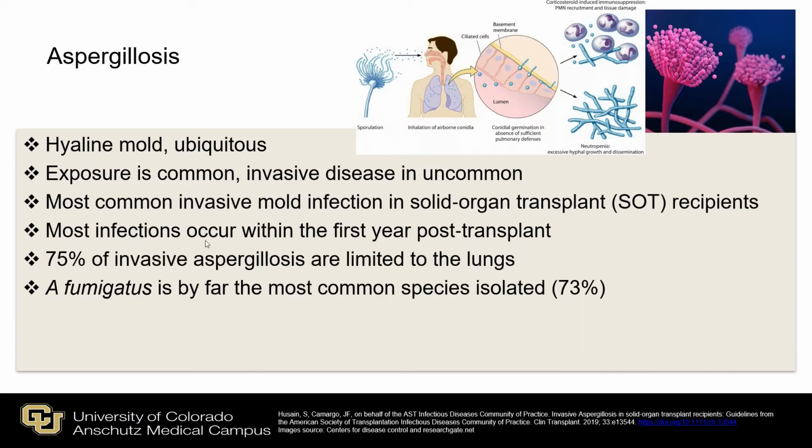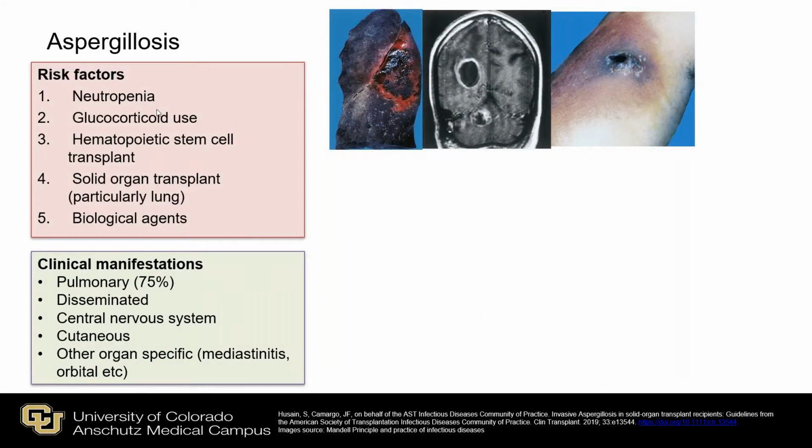Like I said before, this is the most common invasive mold infection in transplant patients, and 75% of infections are limited to the lungs because that's the mode of acquisition of the infection. Aspergillus fumigatus causes about 73% of infections. It's the most common species involved.